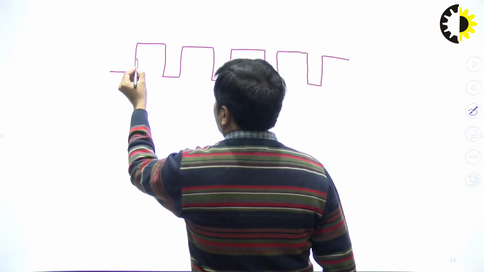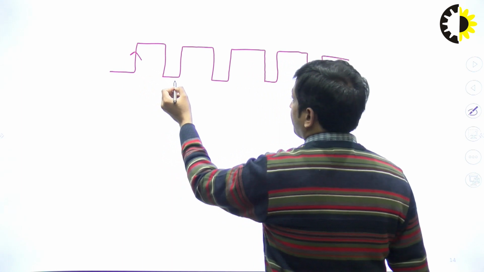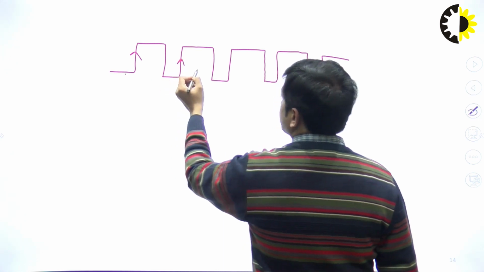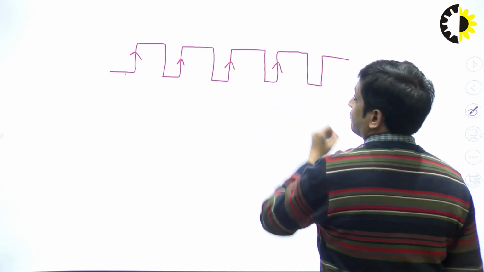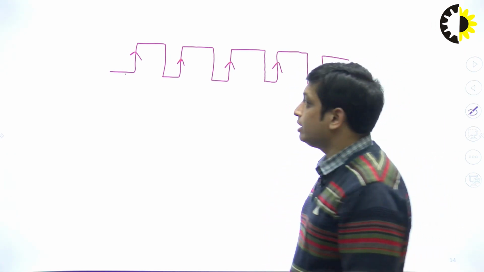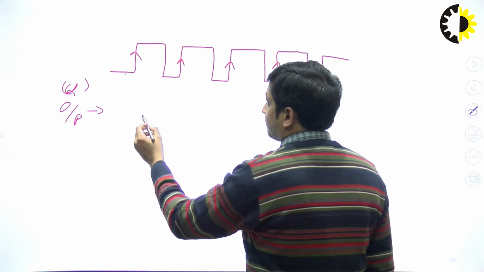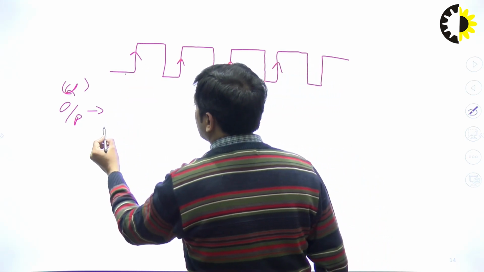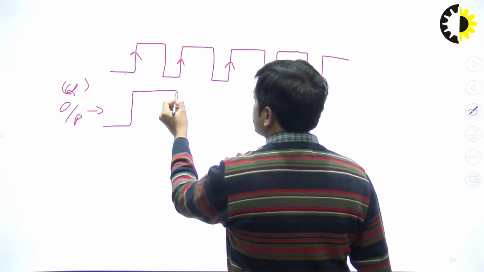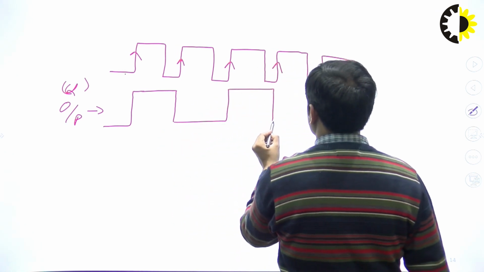Fine. And if we mark the positive edge, let's consider a positive edge triggered JK flip flop. So this one is the positive edge, low to high. Then this one is the positive edge, positive edge, positive edge. So in the JK flip flop, when J and K both are 1, then the output toggles. Fine. So the output of the JK flip flop, that is Q: when the first clock comes, the output will toggle from 0 to 1. When the second clock comes, the output will toggle from 1 to 0. When the third clock comes, the output again toggles. So the same thing happens.